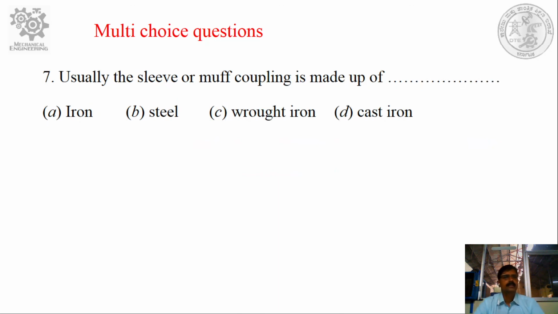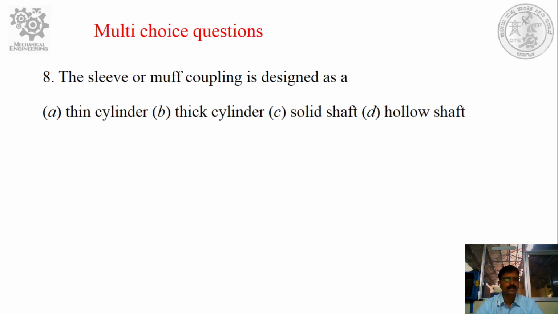Seventh question, usually the sleeve or muff coupling is made up of. The choices are iron, steel, wrought iron, cast iron. The answer is cast iron. Next question, the sleeve or muff coupling is designed as a. The answer choices are thin cylinder, thick cylinder, solid shaft, hollow shaft. The answer is that we treat it as a hollow shaft. The sleeve or muff coupling is designed as a hollow shaft.